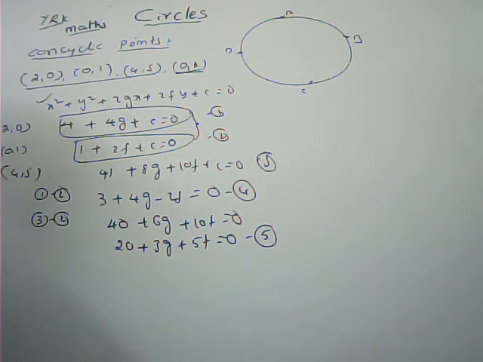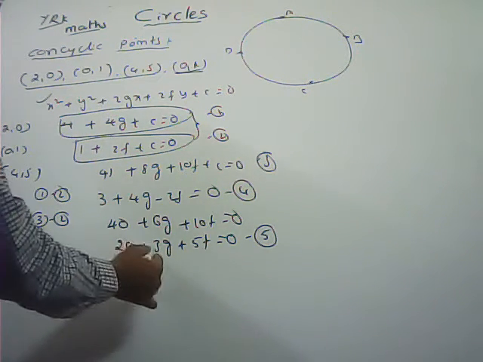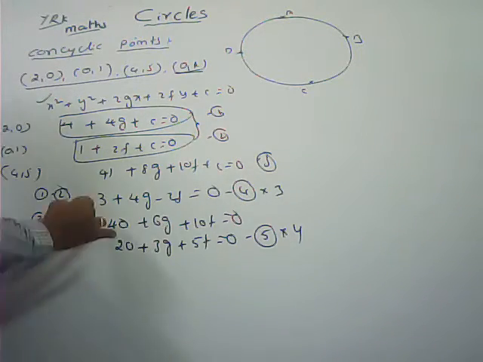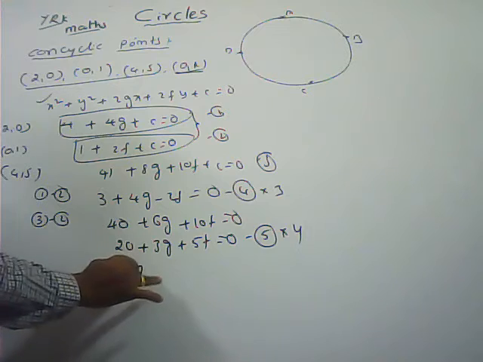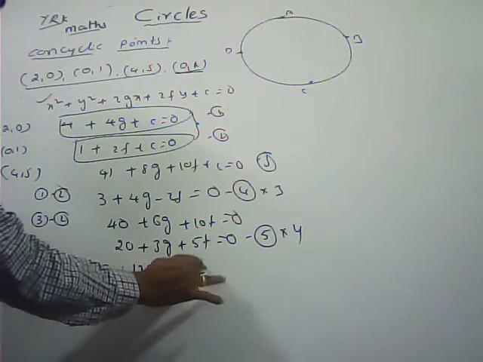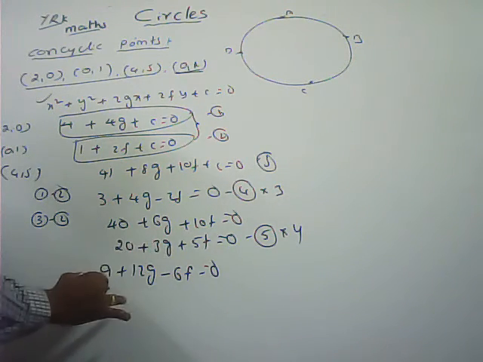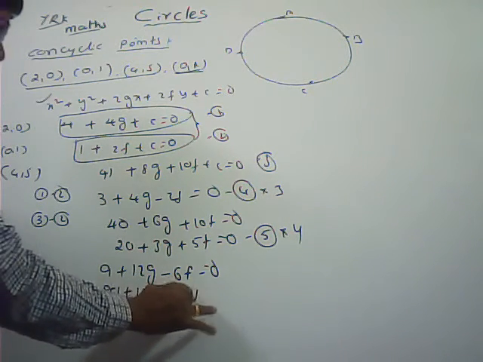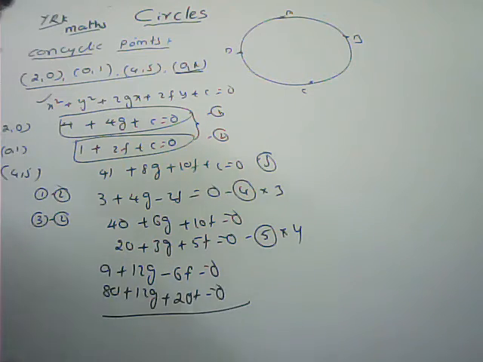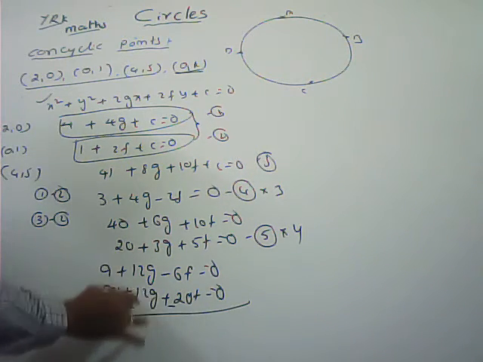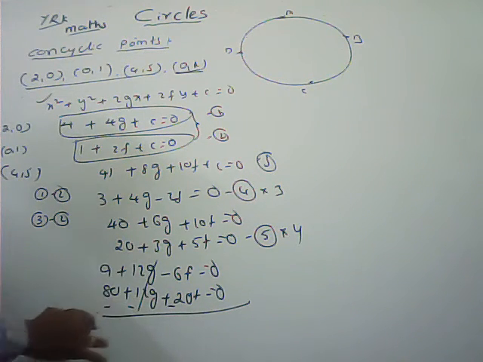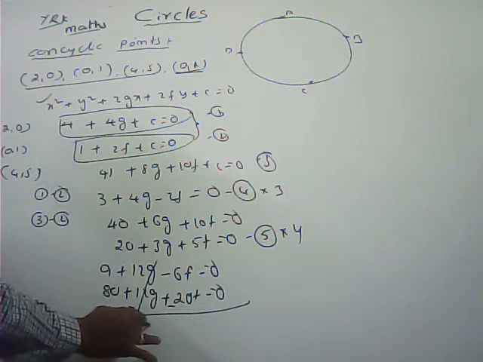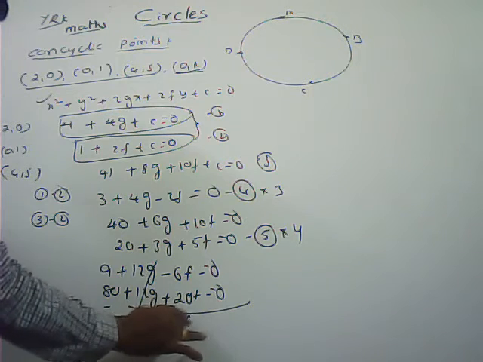So here how to get g and f? This is multiplied by 3, this is multiplied by 4. 3 3s are 9 plus 12g minus 6f, that is equal to 0. Multiplied by 4, 80 plus 12g plus 20f, that is equal to 0. By subtracting, these two get cancelled, minus 71 minus 26f, that is equal to 0.